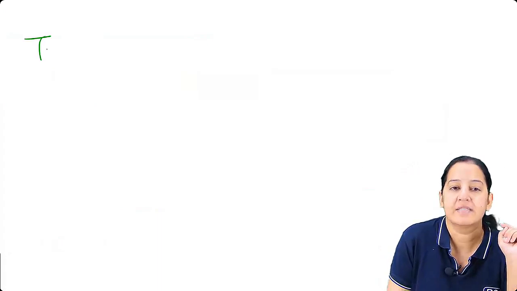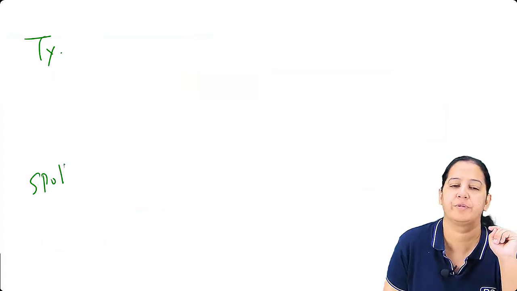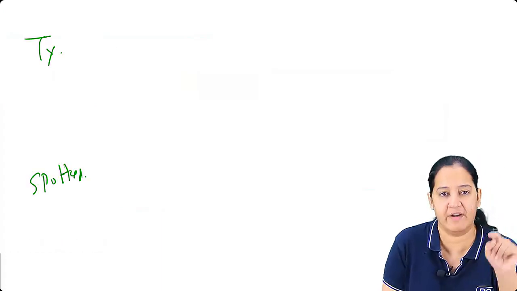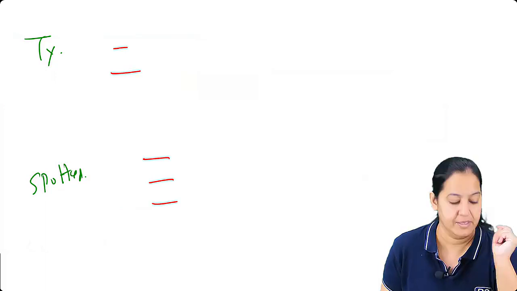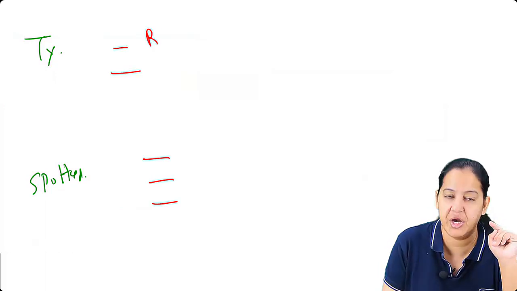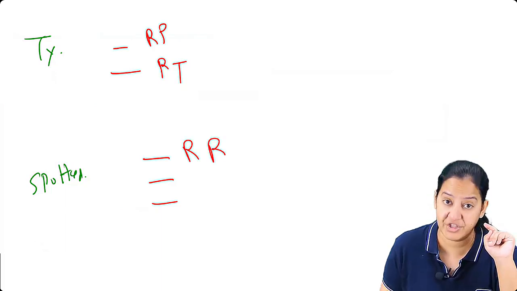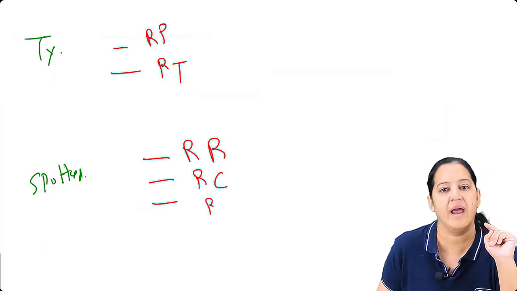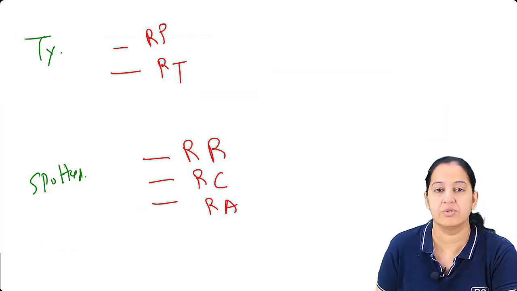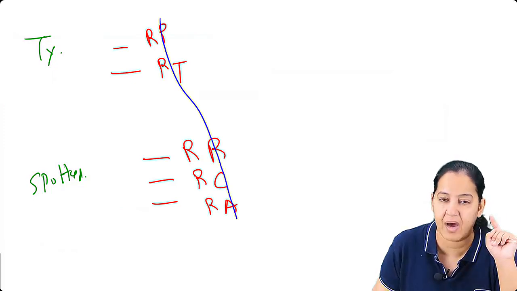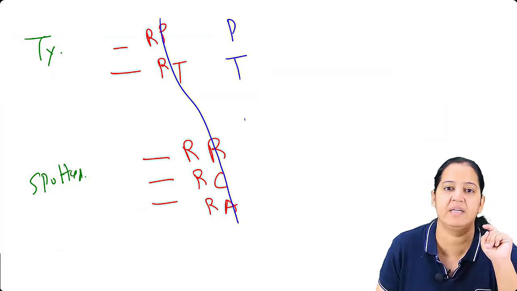What are the names? First, typhus group and spotted group. In the typhus we have 2, in the spotted we have 3. So just say the names: Rickettsia prowazekii, Rickettsia typhi, Rickettsia rickettsii, Rickettsia conorii, and Rickettsia akari. Okay, so it is P, T, R, C, A.